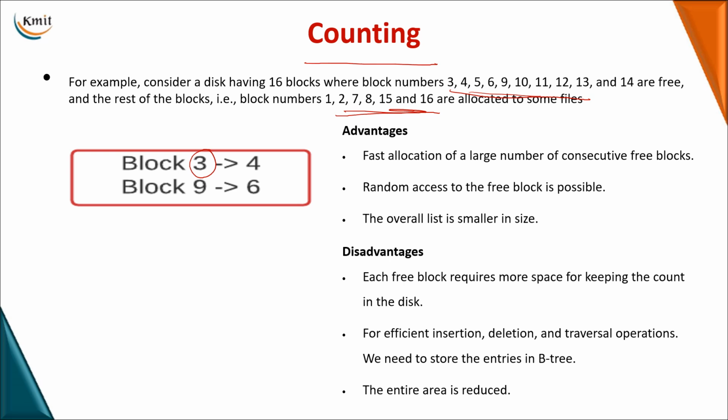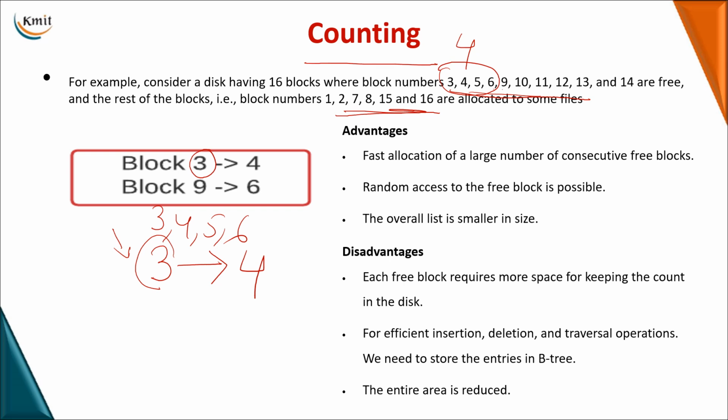Adjacent to that, how many blocks are free? 4, 5, 6 are free. So what is the total number of blocks that are continuously free? 3, 4, 5, 6 means 4. So you just write the starting block number and the total continuous blocks that are free. Including 3, you have to even include 3. That is the reason you get a value 4 for 3, 4, 5, 6.